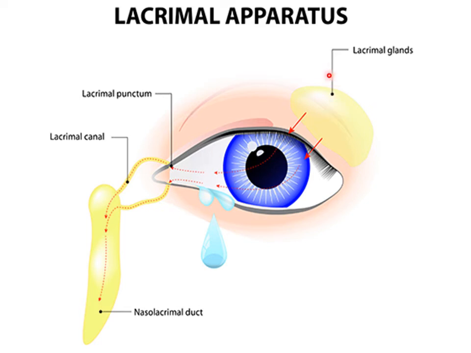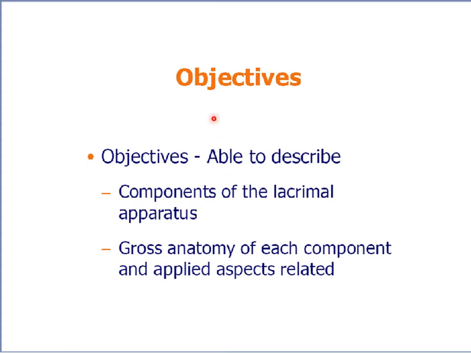Good morning, dear students. Today we are going to study about the lacrimal apparatus. We shall see the components of the lacrimal apparatus and we shall discuss in detail about the lacrimal gland. The objectives will be, at the end of the lecture you should be able to describe the lacrimal apparatus and its components, the gross anatomy of each component and applied anatomy related to it.